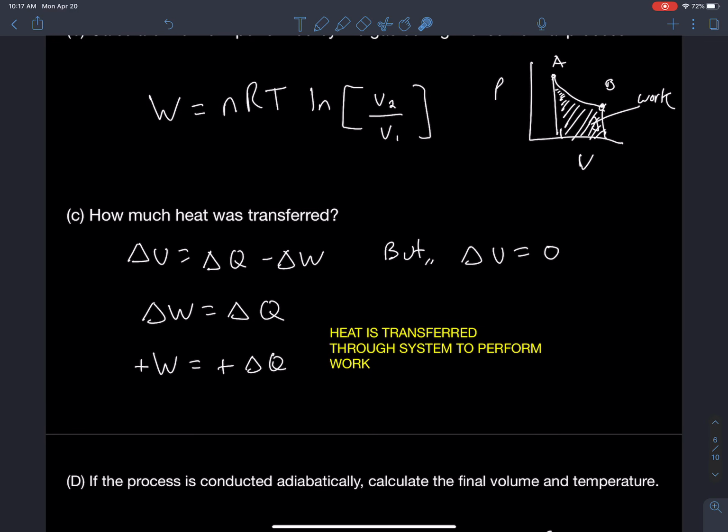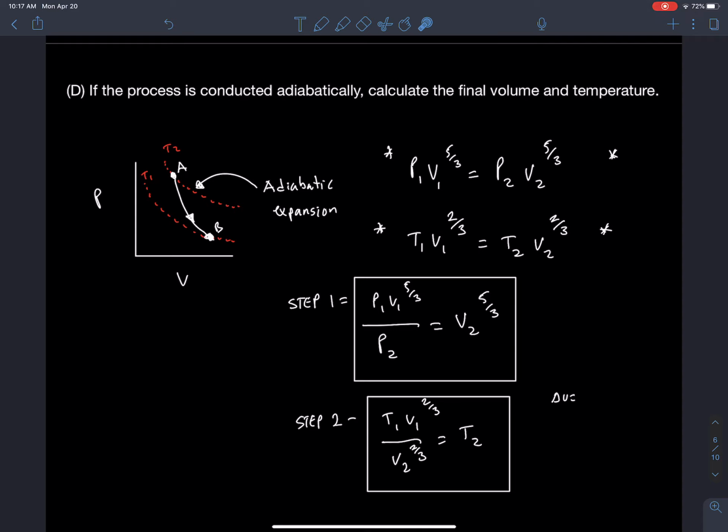Okay, then let's talk about a different type of expansion. Instead of isothermal, what happens if it's adiabatic? Now what adiabatic means, if you watched the last video, is that no heat can be transferred in or out of the system. That system is closed to the environment, it's perfectly insulated. So when you have an adiabatic expansion, the gas is stealing internal energy. The internal energy of the system is doing work to make that gas expand.